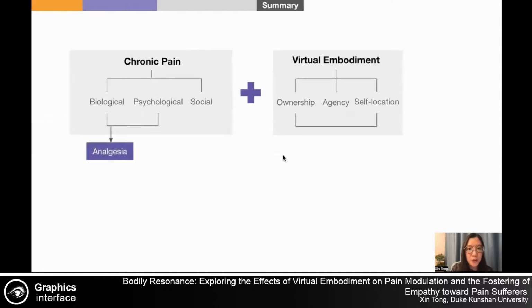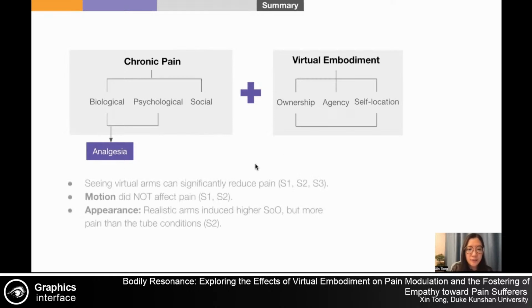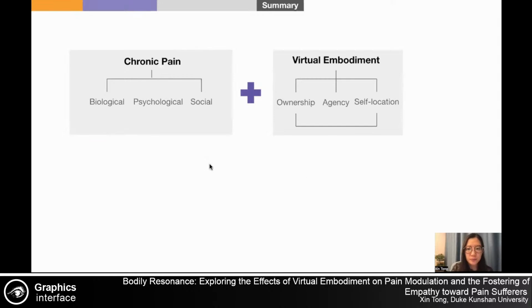To recap, in my first research trajectory, I investigated the effect of appearance and motion factors on embodiment and pain. The key findings are: seeing virtual arms can significantly reduce pain. Motion did not affect pain. Realistic arms induce higher ownership but more pain than the tube conditions.